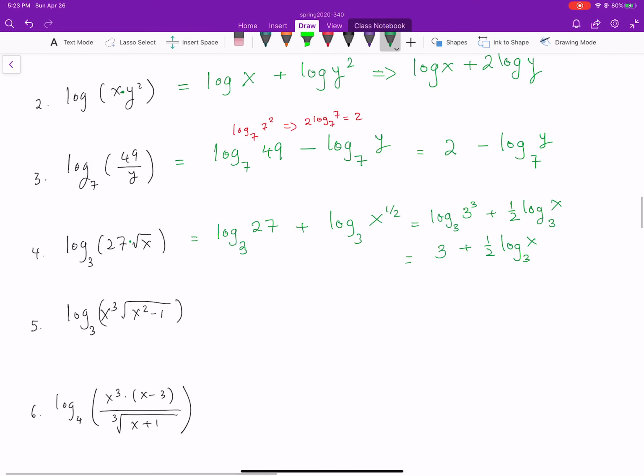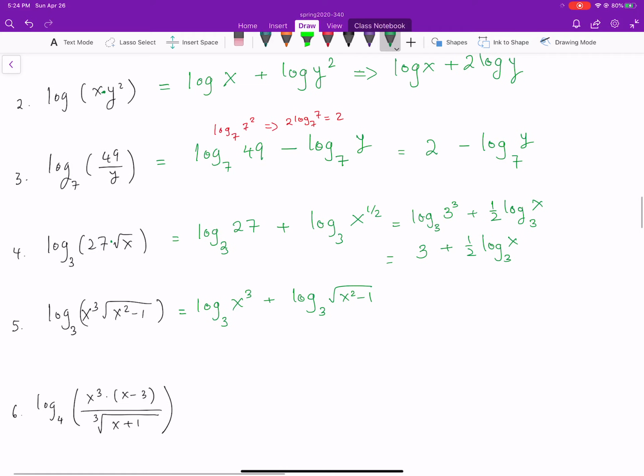Okay, hopefully you see the trend. You see where things are going. Let's look at the last one. Well, this question, question 5. I can split this up to give me log 3 of x cubed plus log 3 of square root of x squared minus 1. All right, and I can apply the power rule on the first term.